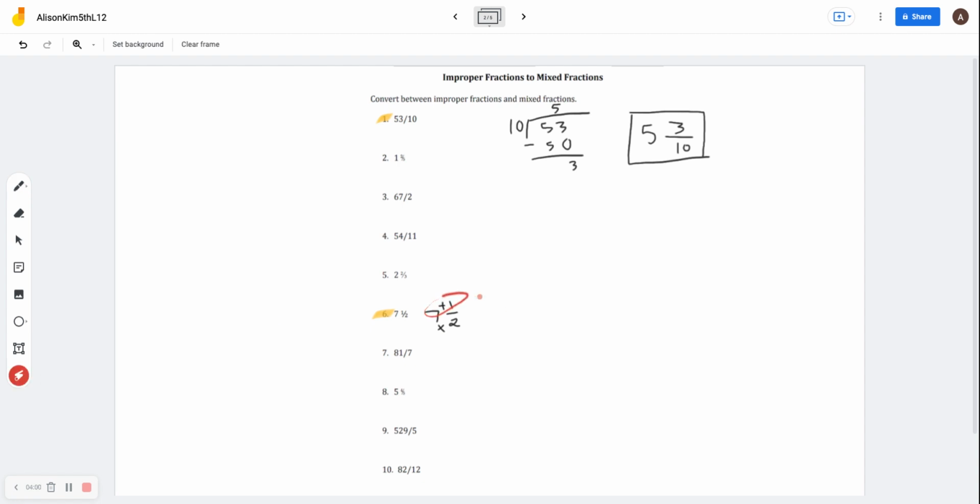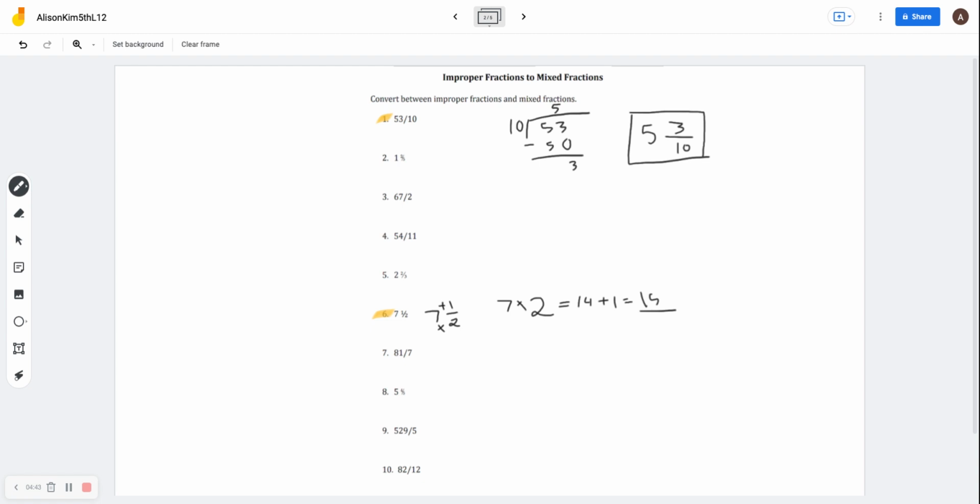It might seem kind of confusing now, but when I solve it out, it will be easier to understand. First I said to multiply the denominator by the whole number. In this case it's 7 times 2, which is 14, right? And then we add this 14 with the numerator, which in this case is 1. So 14 plus 1 is 15. Now 15 is not your final answer. Doing this just gives you the new numerator. So the new numerator will be 15.